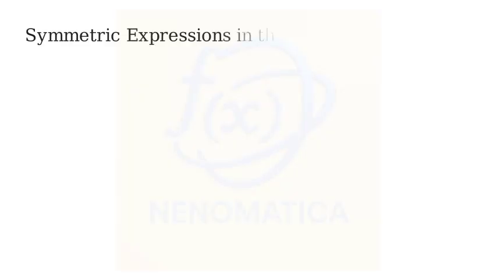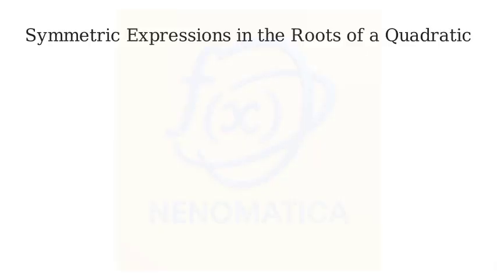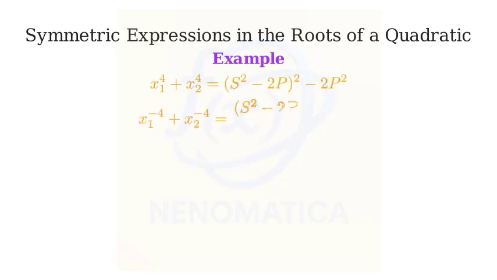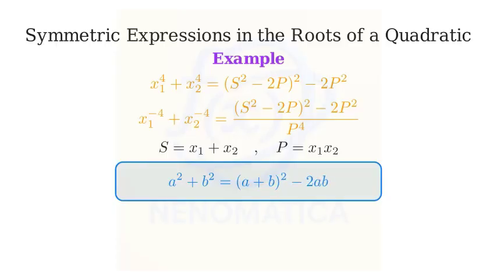In this lesson, we will practice manipulating symmetric expressions in the roots of a quadratic. Here is our example. We will prove two identities using only the sum and the product of the roots. Let s be the sum of the roots and p be their product. Specifically, s equals x1 plus x2, and p equals x1 times x2.